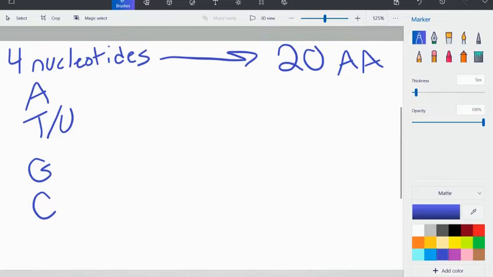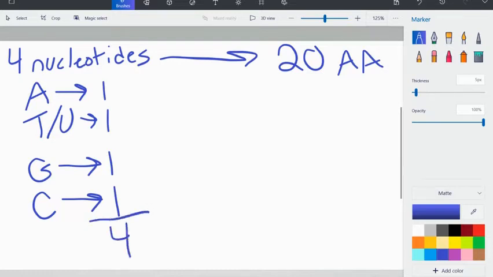Let's say that we read these one at a time. So A could code for a single amino acid, T could code for 1, G could code for 1, C could code for 1. Obviously, that's not going to work. That's only getting us to 4 possible amino acids, right? When we add those up, that's nowhere near enough. So we've got to read them in combination in order to have enough that we can get the work done.